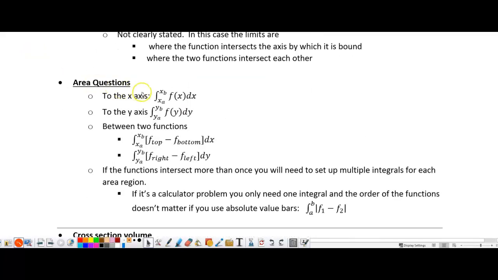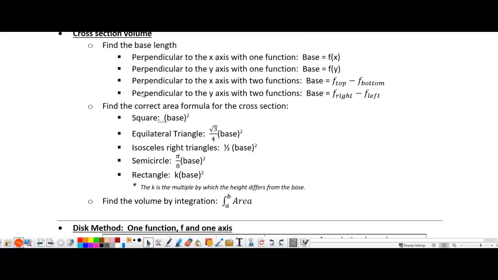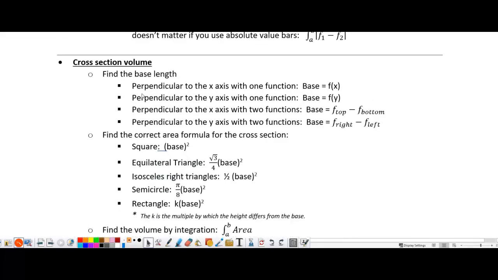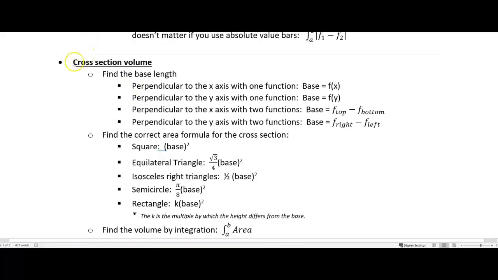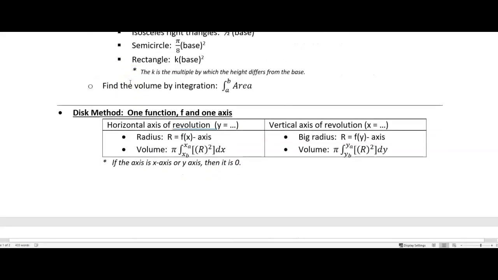All right, so we have three types of questions, okay? We have area questions, we have cross-section volume questions. The key word here is cross-sections. If you see that key word, then you're dealing with a cross-section problem.